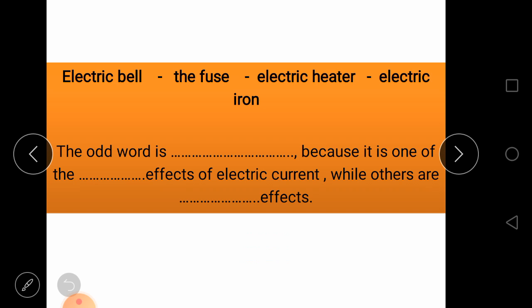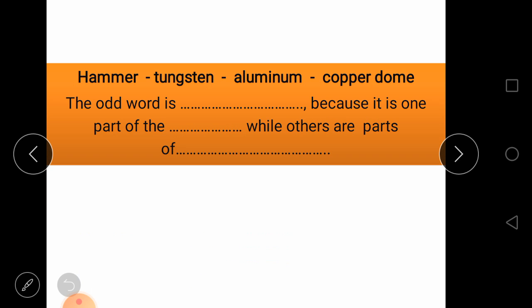Electric bell, fuse, heater, electric iron. We have electric bell, magnetic, thermal. Here we have some parts: hammer, tungsten, aluminum, copper dome. The odd word is hammer because it is from the electric bell, while others are for electric lamp.